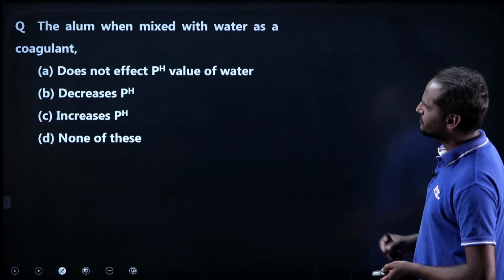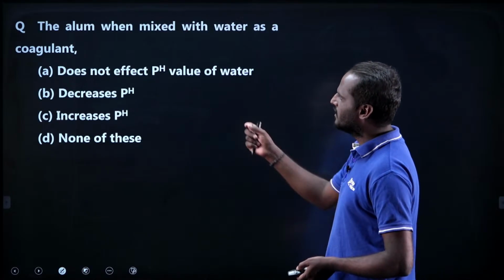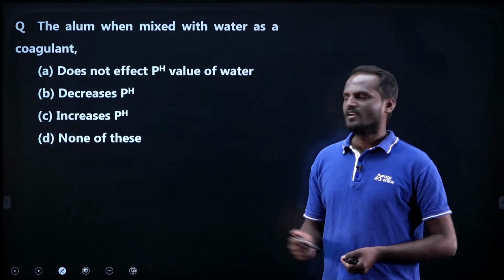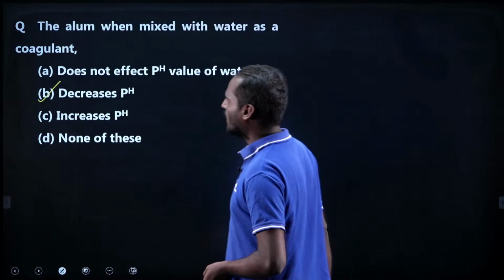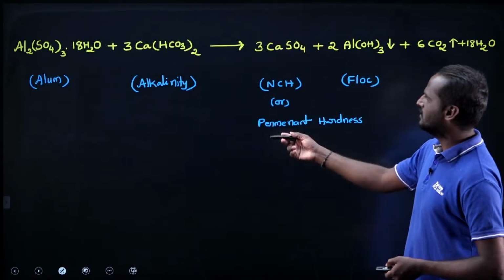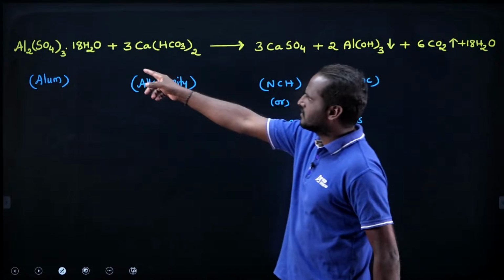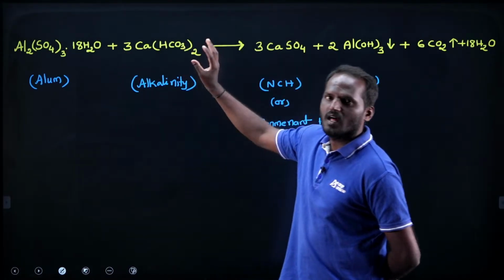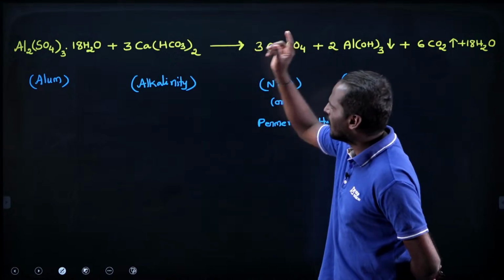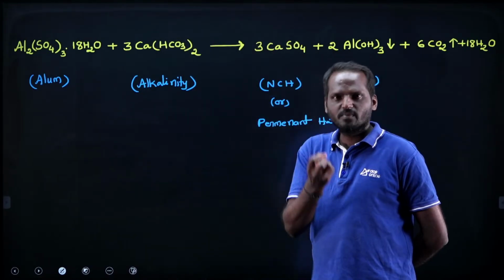The next question: alum when mixed with water as a coagulant decreases pH or increases pH? Decreases pH. We studied why: the moment you add alum to water, this reaction happens. I have given this equation for you. Alum is aluminum sulfate. Alum generally consumes the natural alkalinity present in the water. If natural alkalinity is consumed by alum, the alkaline species are consumed.